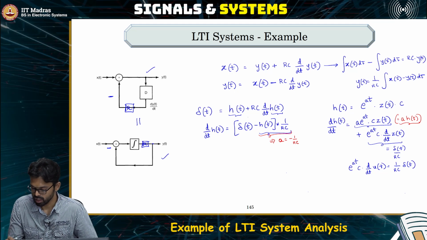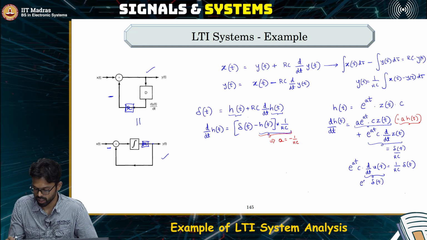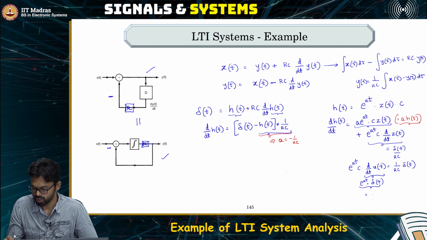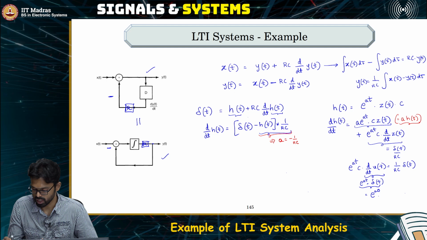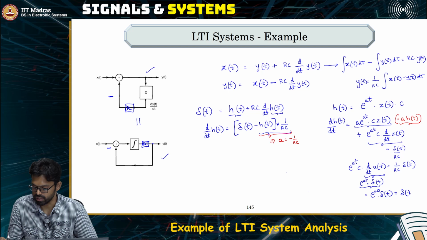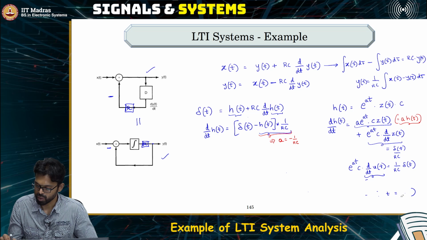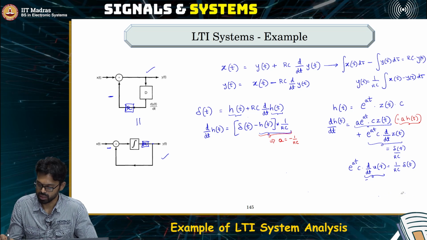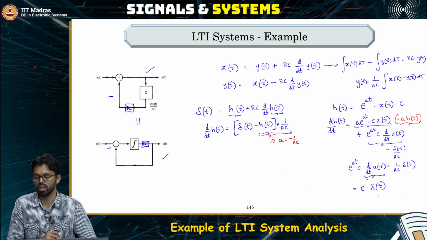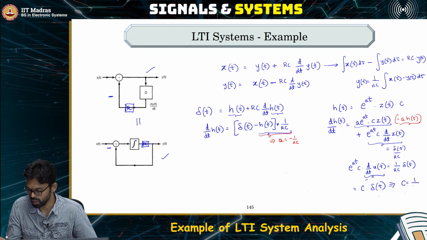Now we know that d/dt of u(t) is delta(t), and e^(at) times delta(t) is equal to e^(a·0) times delta(t). This is a property of the delta function, which is equal to delta(t) itself, because e^0 is 1. So this entire expression boils down to a very simple expression, which is equal to c times delta(t). Now this tells us what the value of c is. The value of c is 1/RC.